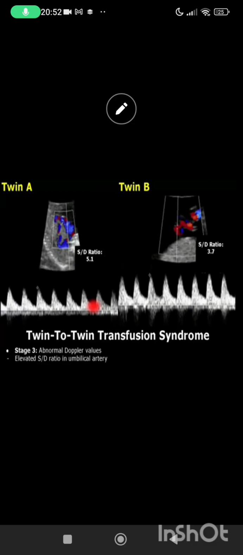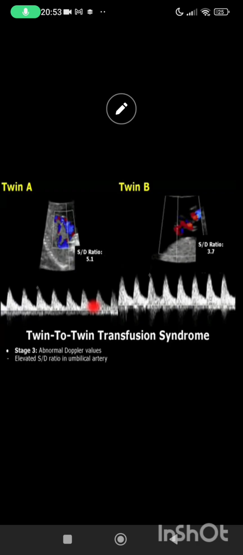And what happens when there is increased resistance? IUGR. Yes, IUGR, but what about diastolic flow? Does it increase or decrease when there is increased resistance? It decreases. So diastolic flow decreases. When there is more resistance, diastolic flow decreases.